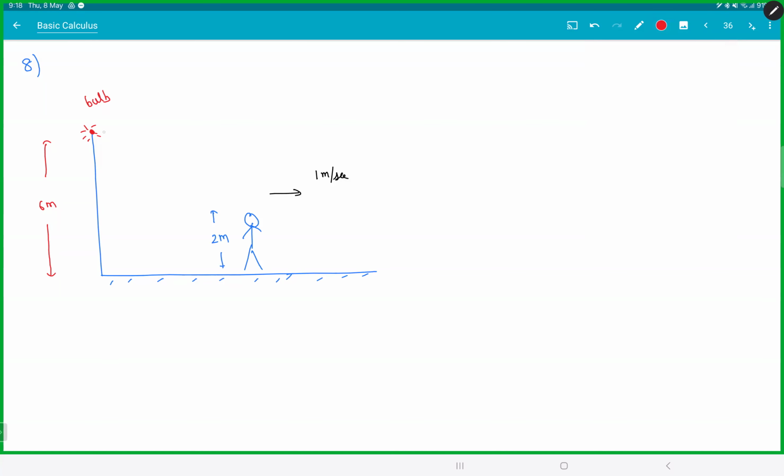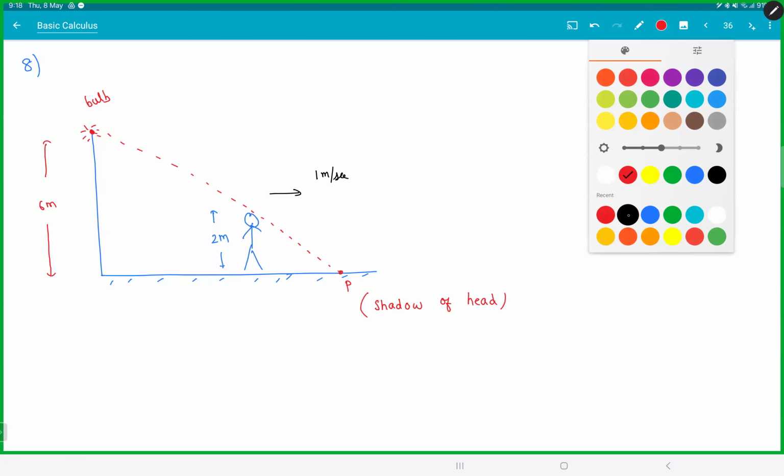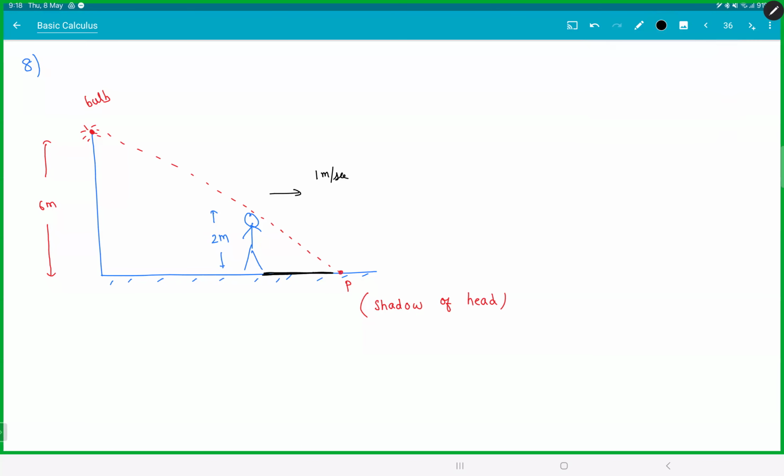Now, because of this light here, you will notice. So this is point P. This is the shadow of his head. And from foot to this point, this is the man ka shadow. So let's call this thing Y. Y is the length of the shadow.